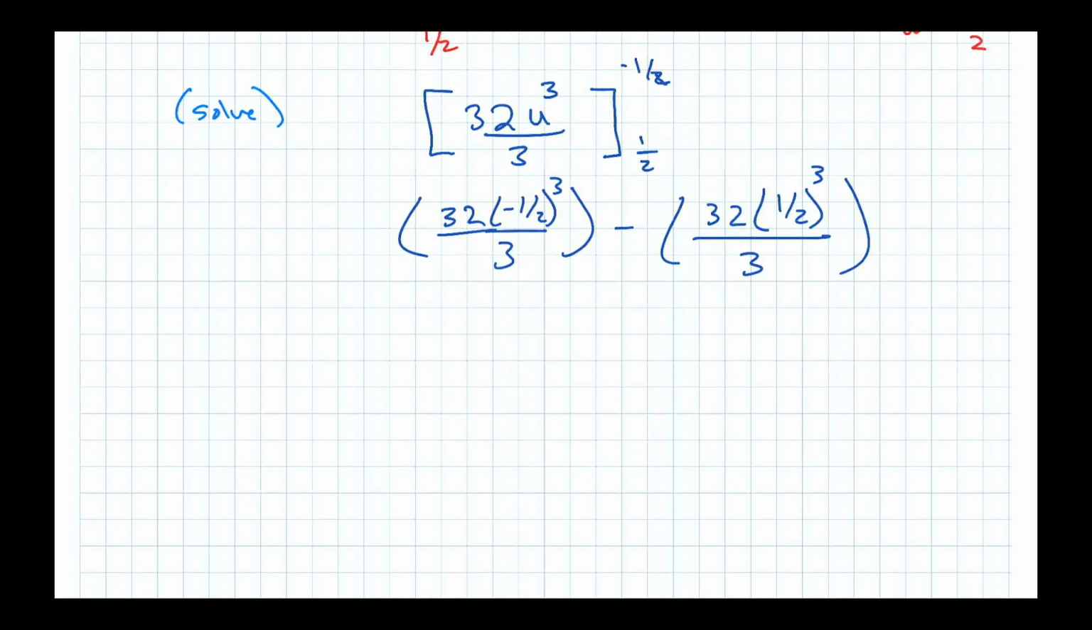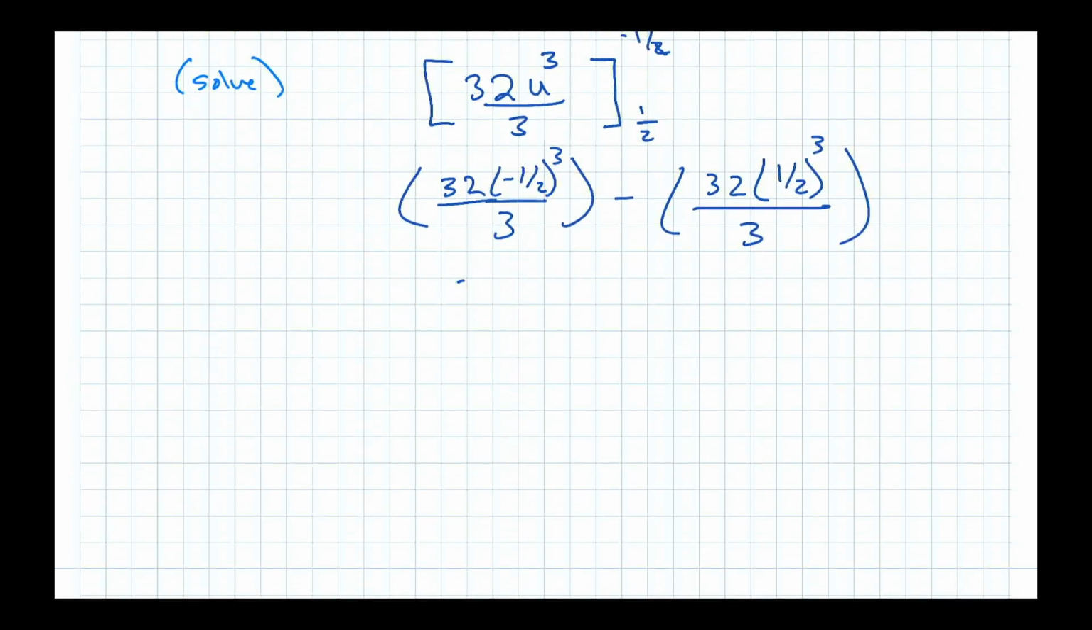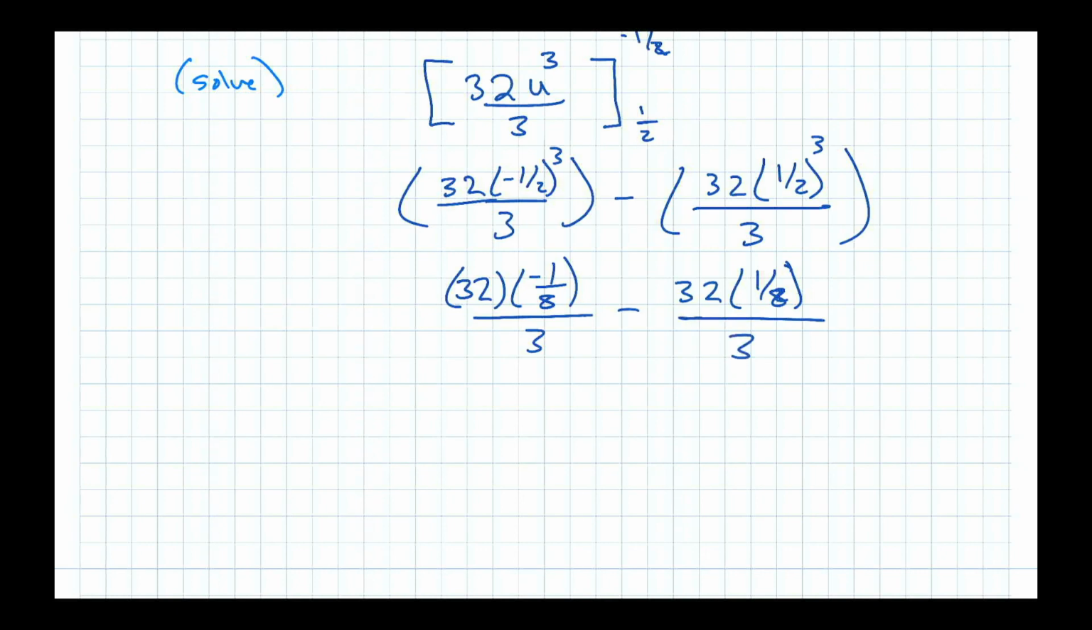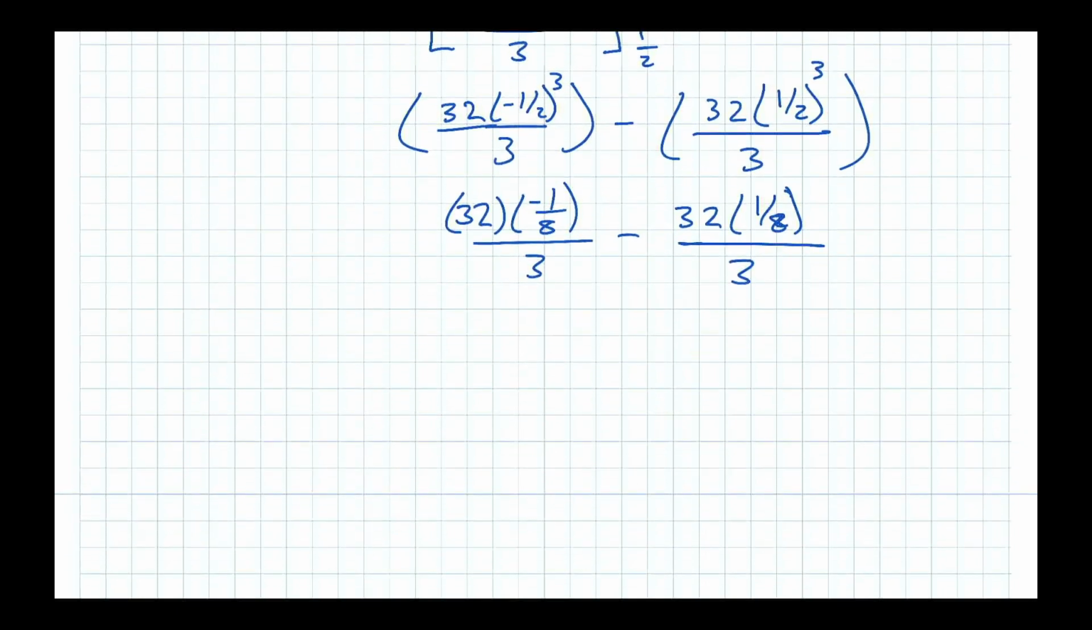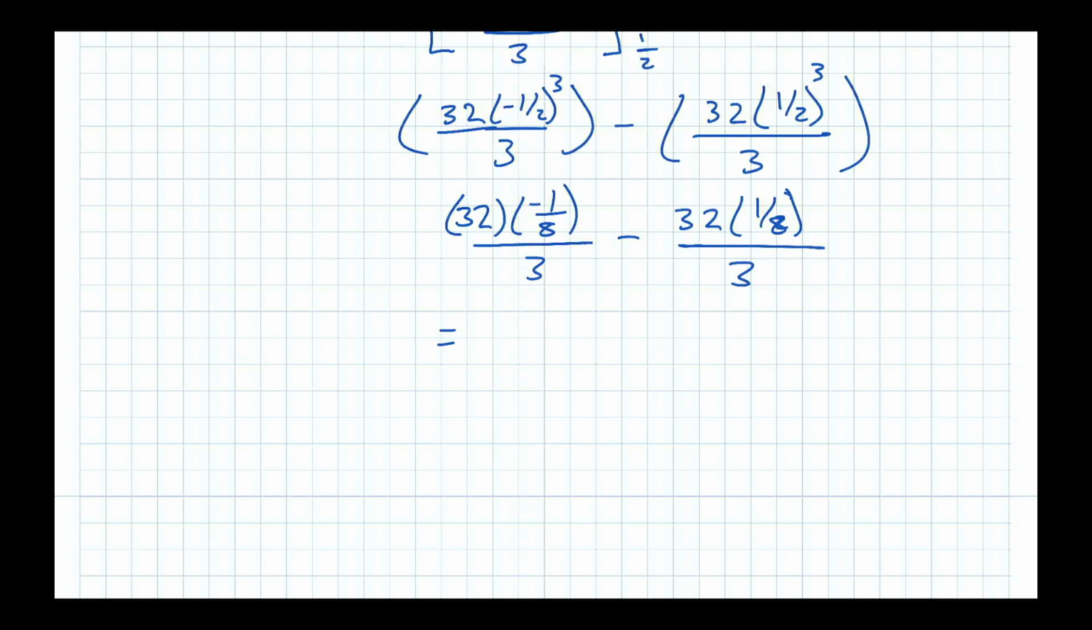So you calculate these out. This works out to 32 times negative 1/8 over 3 minus 32 times positive 1/8 over 3. I think I said 2, didn't I, on the previous one, over 3. So you work these out. 32 over 8 is 4. So this is negative 4/3 minus 4/3, which is minus 8/3. So that should be my answer, minus 8 over 3.